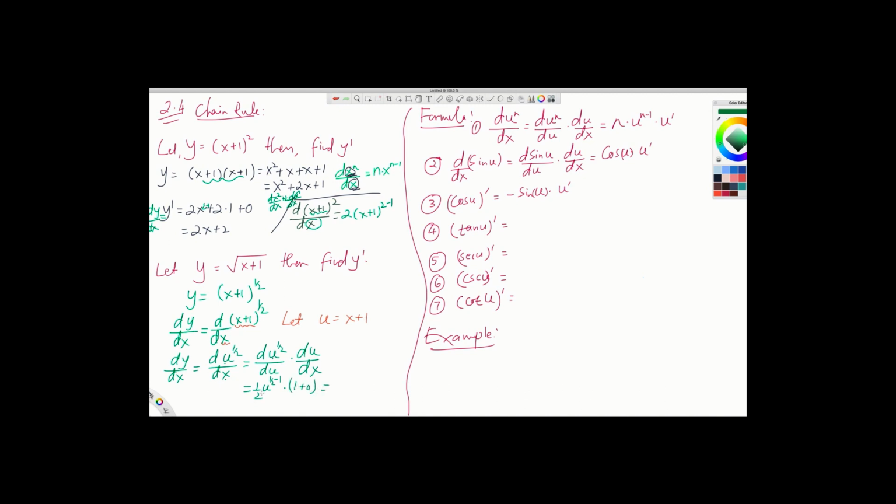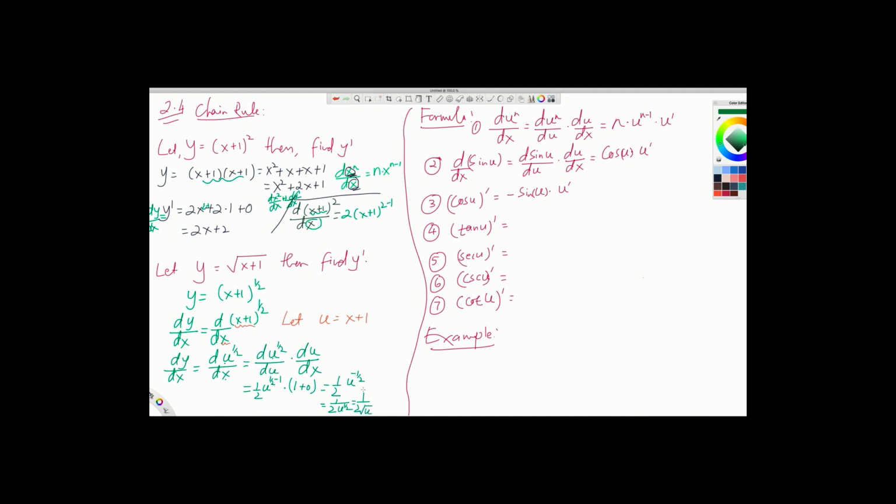Now how can you write that? It is 1/2 u to the negative 1/2, because 1/2 minus 1 is negative 1/2, and 1 plus 0 is just 1, and multiplying by 1 keeps it the same. Now you move that to the denominator because I don't like keeping a negative exponent. So it is 1 over 2 u to the 1/2. Now you can write this as 1 over 2 root u.